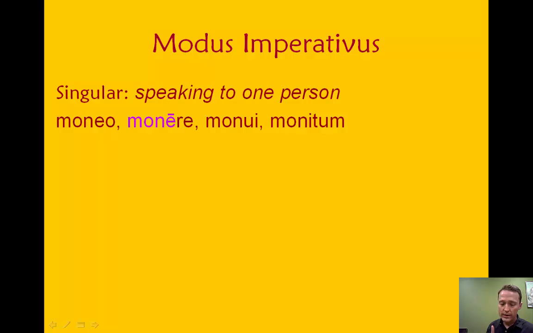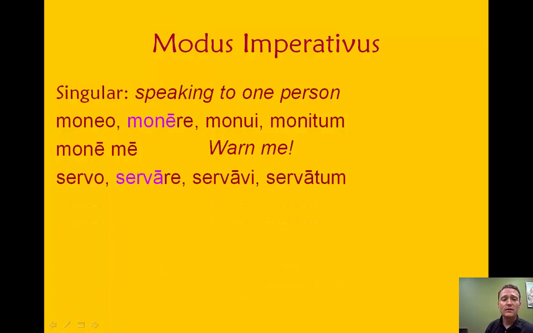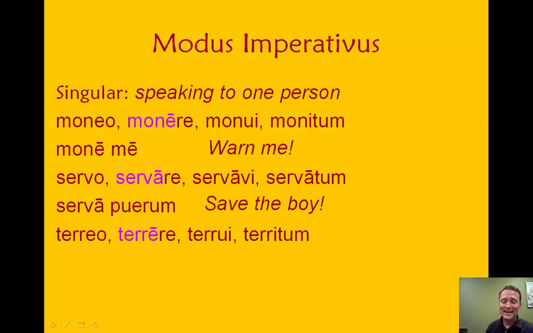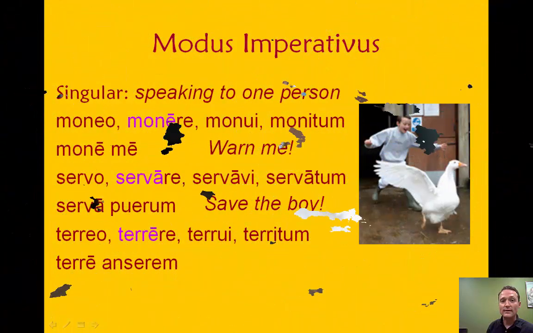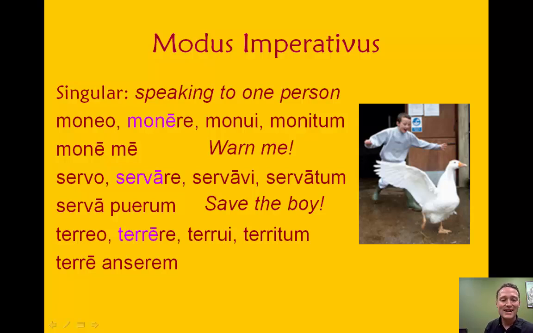So in the singular, we're only speaking to one person. So when I take the verb moneo, monere, monui, monitum, our present stem is mone. If I am telling you to warn me, I would say mone me. Looking at the verb servo, which means I save, servo, servare, servavi, servatum. If I want you to save the boy, I say serva puerum, save the boy. We have the verb tereo, terere, terui, teritum. If I want you to frighten the goose, I would say tere anserem, frighten the goose. You have to work hard at that. It takes a little bit of work to frighten a goose. So mone, serva, tere. In each case, I'm only talking to one person.